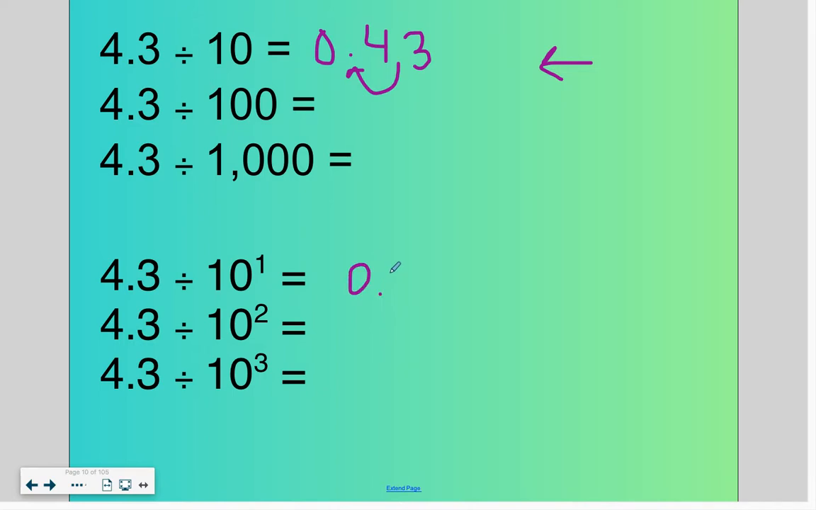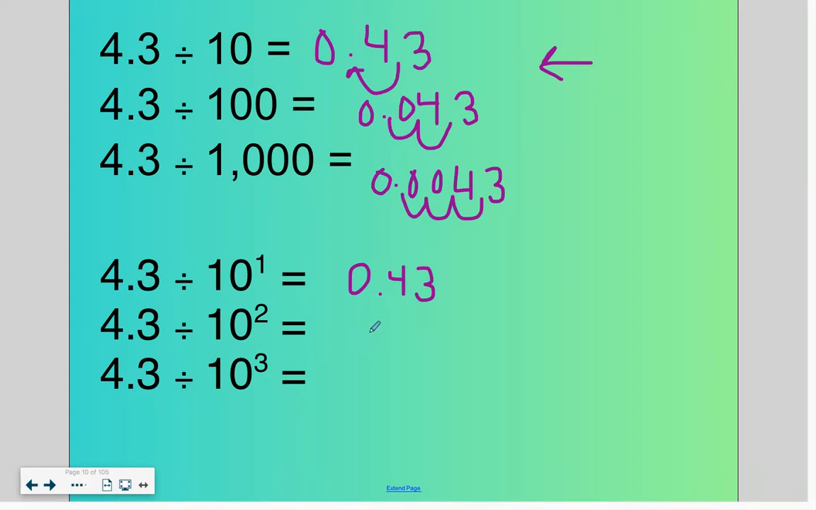We get that same answer here. The top and the bottom are the exact same problems, just written in exponential notation. 4 and 3/10 divided by 100. Put your imaginary decimal between the 4 and the 3. We're going to move it over 2 times, so we need to add that imaginary 0. And if it's 4 and 3/10 divided by 1,000, put your imaginary decimal, 1, 2, 3 times.